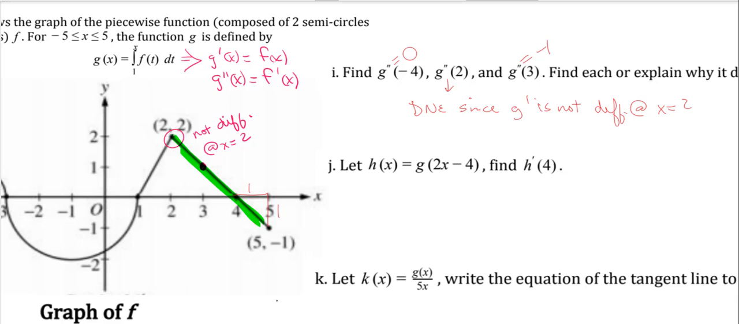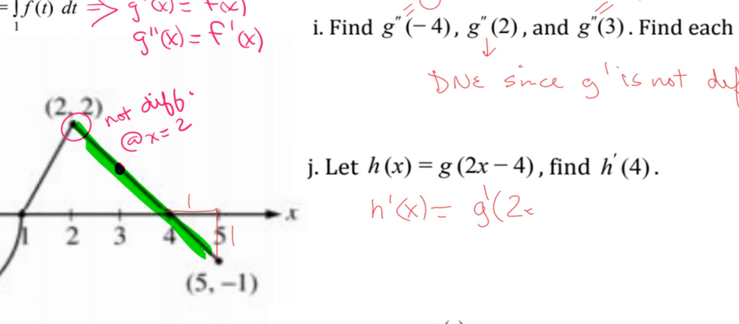Now when we take a look at part J, oh, part J, how I love it. All right, now we've got to find h prime of 4, and if this is our function, h defined to be g of 2x minus 4, we're going to just have to take a straight up derivative. So let's just take the derivative of h first. So h prime of x is going to be g prime of 2x minus 4. Oops, don't forget, chain rule.